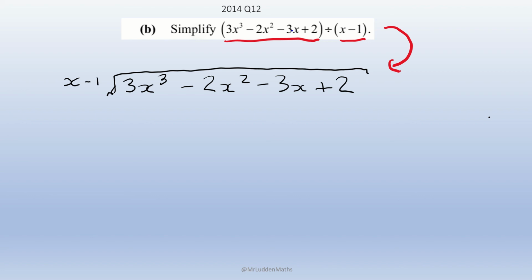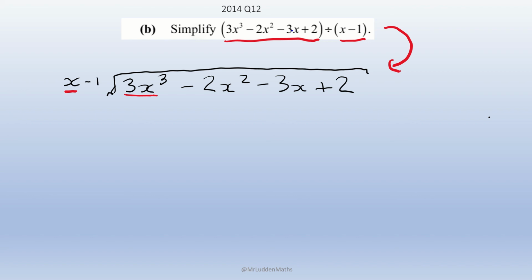Okay, to start off, we're going to look at our x's. So what we're going to do is take the highest power of x from our factor here, which is of course the x, and we're going to see how much it goes into the first thing here. We're not going to worry about the rest of it just for now. We're just going to worry about how many times x is going into 3x cubed.